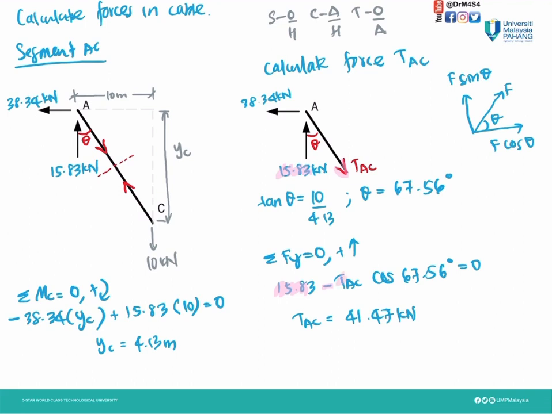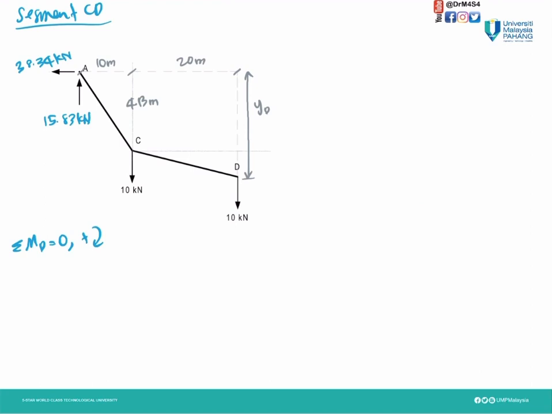So we have TAC cos 67.56 degree equal to 0. We solve this and we get our TAC is 41.47 kilonewton. Now we're going to calculate force in segment CD.